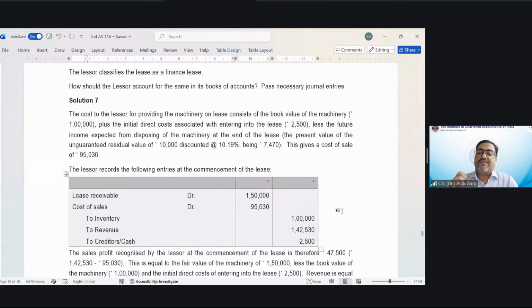What is my cost of sales? Tell me one thing. What is my cost of sales?